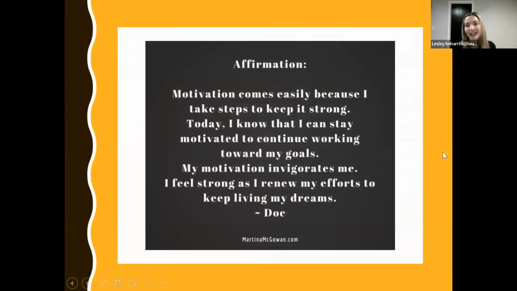And our affirmation during week 10, when I know so many of you are super tired, may feel like giving up, but you really only have 4 weeks left. And many of you will be walking across that graduation stage. So motivation comes easily because I take steps to keep it strong. Today, I know I can stay motivated to continue working towards my goals, to get an MSSW from the Kent School of Social Work. My motivation invigorates me, and I feel strong as I renew my efforts to keep living my dreams.